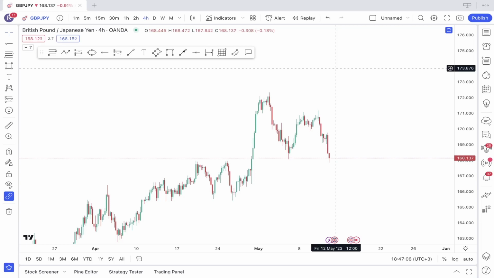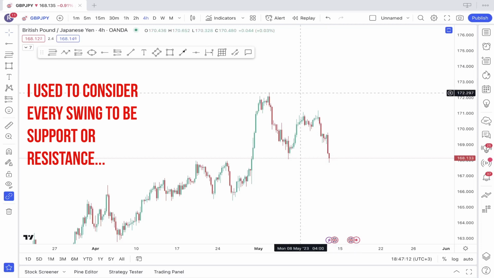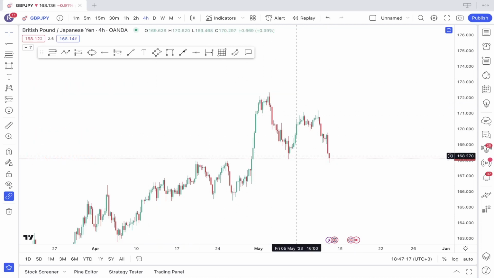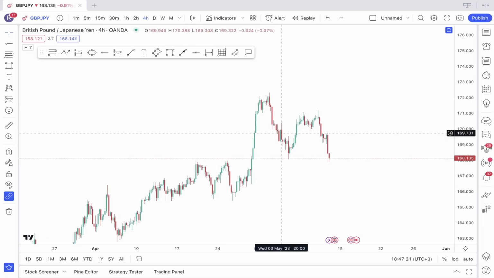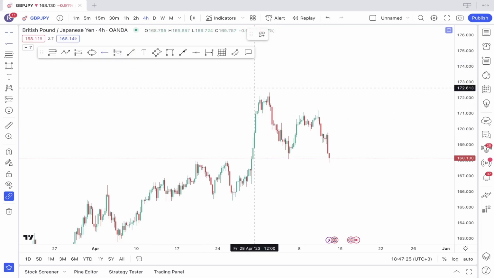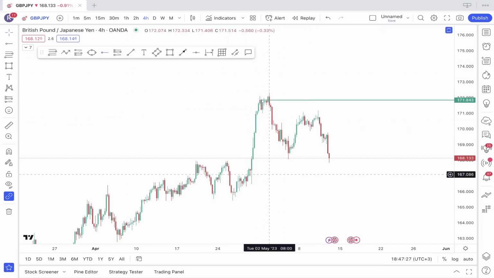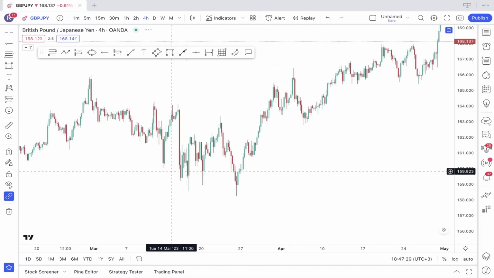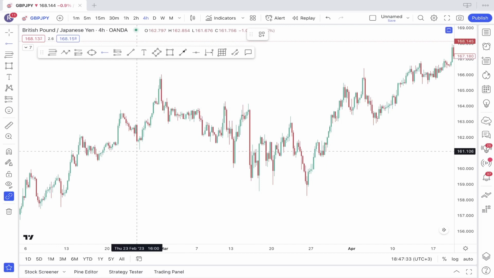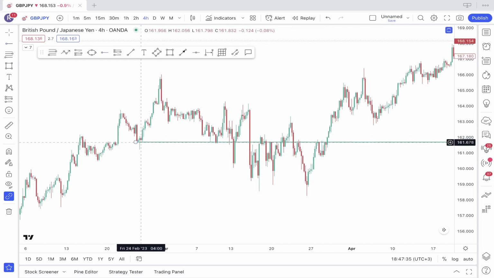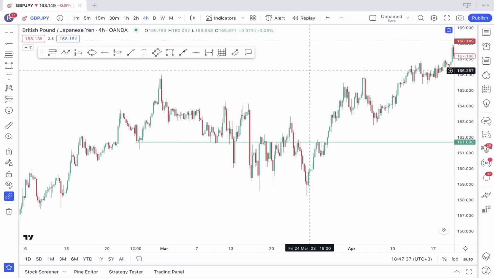The first thing is that in the past, I used to consider every swing in the market a support or a resistance level. What do I mean by every swing? Well, for example, this right here I would call a swing, like the price created a swing, created a top. I would consider this a resistance level. Then, for example, let's look at singular swings. This one right here as well, this is a support level I would have considered back in the days.